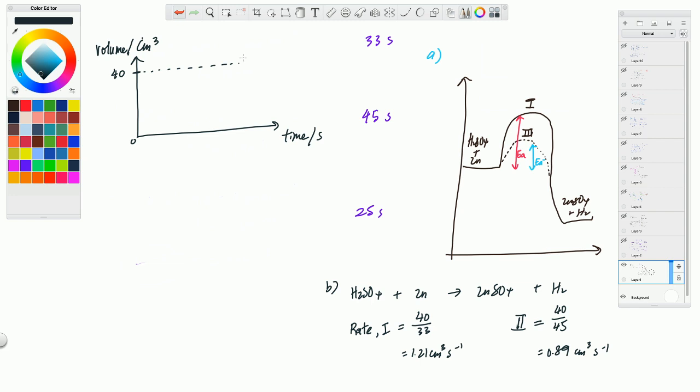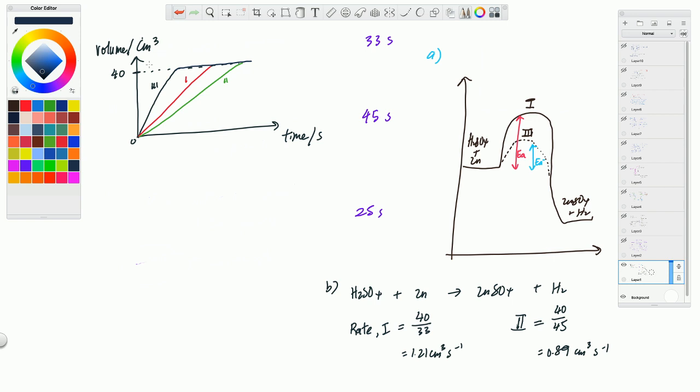The difference is experiment 3 is the fastest. Label it 3. The second fastest is experiment 1. And the slowest is experiment 2. Now, you don't have to draw this line up here. You can if you want to, doesn't really make a difference as long as it ends at 40 centimeter cube.